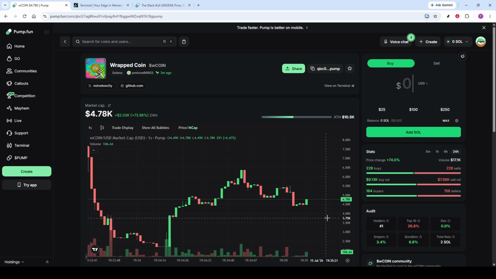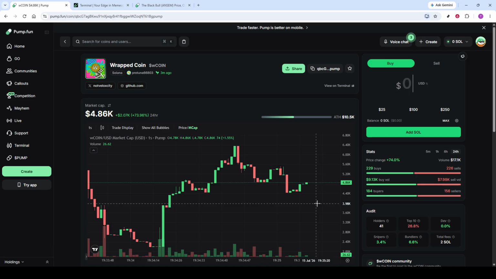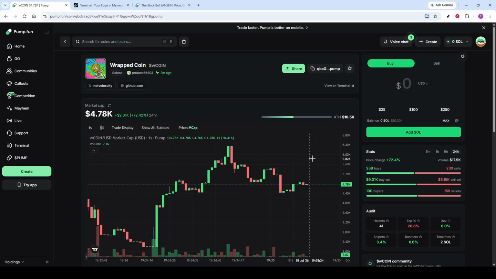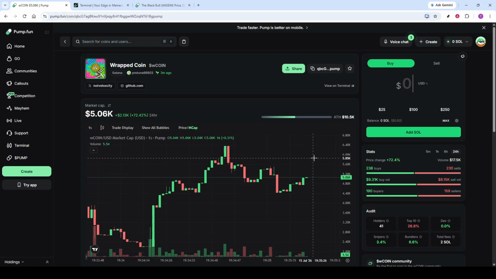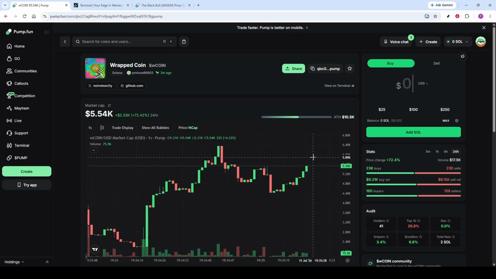Next, set the minimum market cap to $4,750. This creates a basic quality threshold and helps make sure the token has at least some level of support behind it. Very low market cap coins can move fast, but they also tend to be more fragile and far more likely to collapse quickly. By setting this minimum, you're narrowing your focus to tokens that have already shown a little stability.